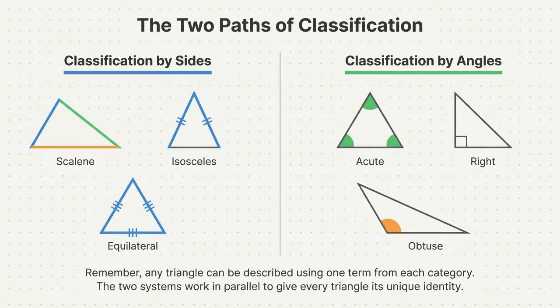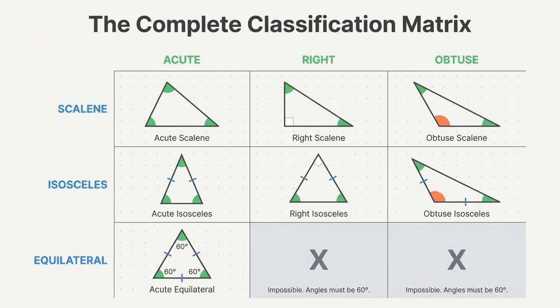Its first name comes from its sides: scalene, isosceles, or equilateral. And its last name comes from its angles: acute, right, or obtuse. So you can totally have something like a right isosceles triangle or an obtuse scalene triangle. They combine. And really, that's the whole system.